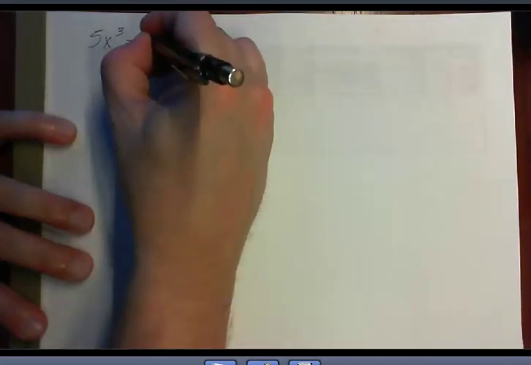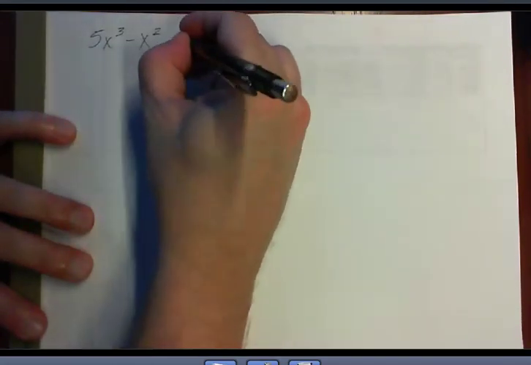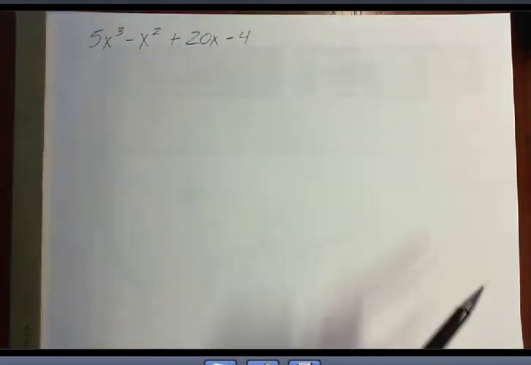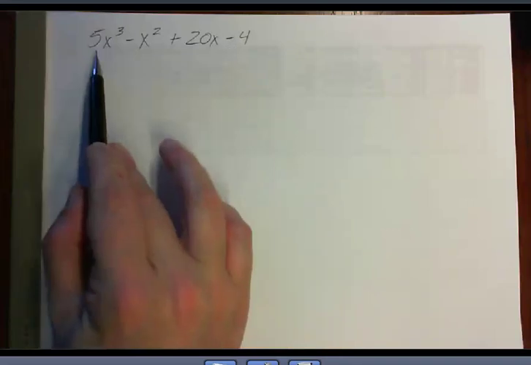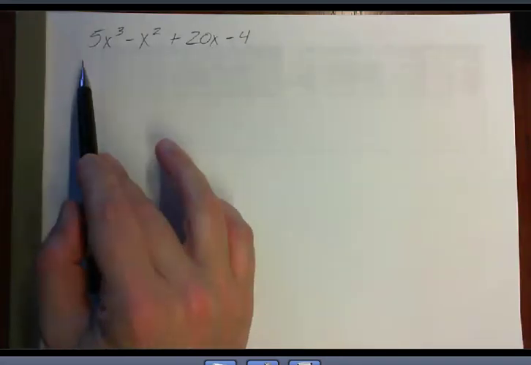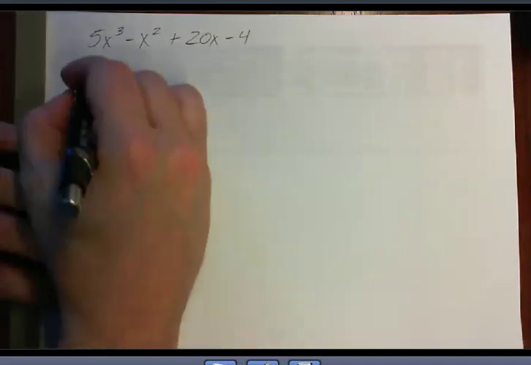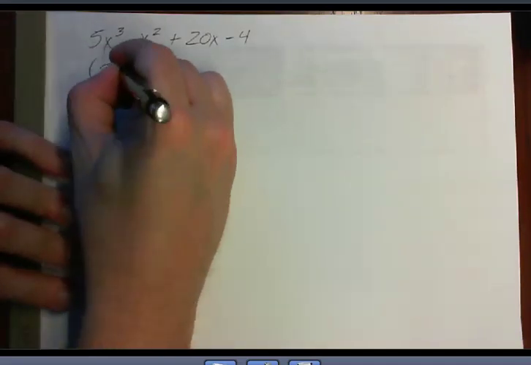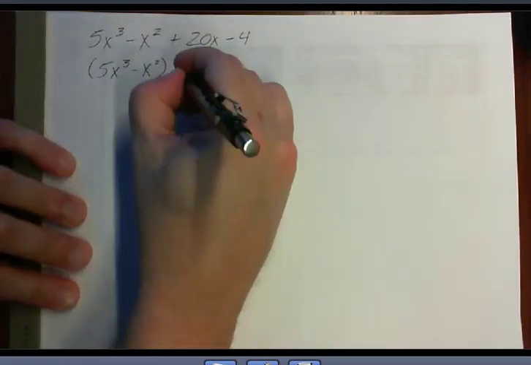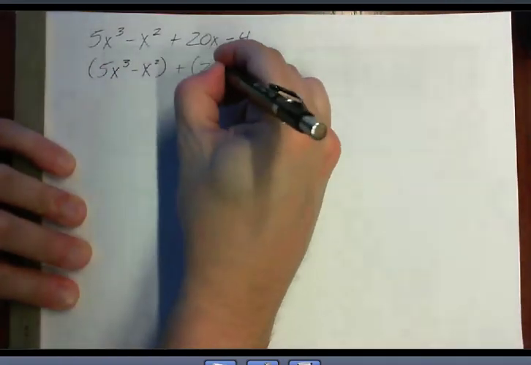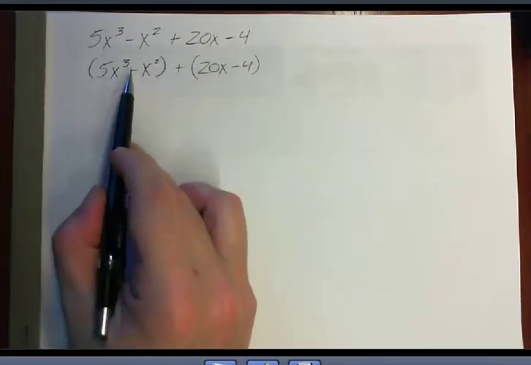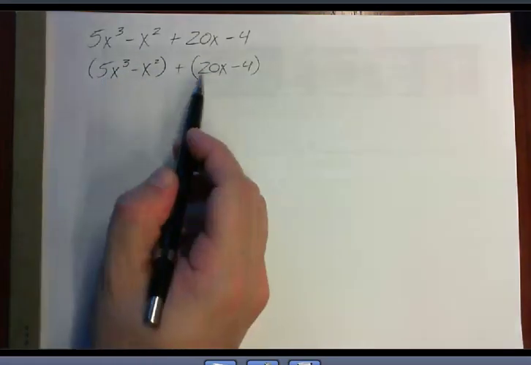Okay, so just to start out, we'll use a more common example, something a little easier. So we have 5x cubed minus x squared plus 20x minus 4. Okay, if I look at this entire polynomial, there's no GCF that I could pull out of all 4 terms. So I'm going to separate it into groups. That's where we get that term grouping, factoring by grouping. So I'm going to group this, and I'm also going to group the 20x minus 4. So once I group these, I'll be able to pull GCFs out of each group.